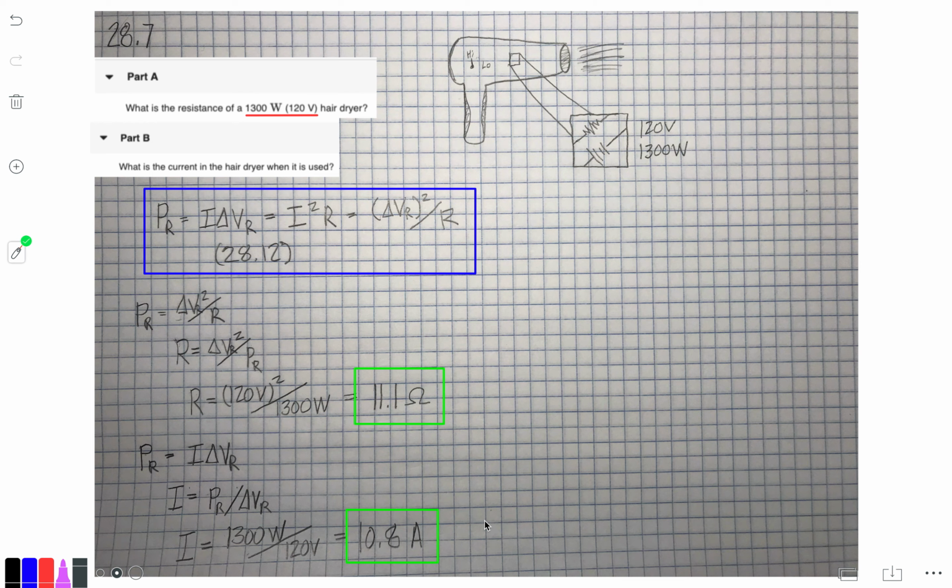Yeah, so this problem is pretty straightforward. I would say when it comes to problems like this, it's just knowing the relationship between power and Ohm's law. You just have to make sure you know what variables you have and what you need. But other than that, it's pretty straightforward.